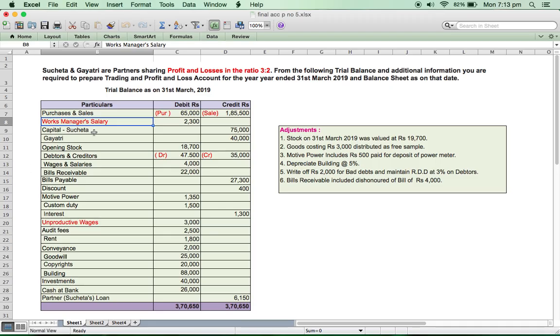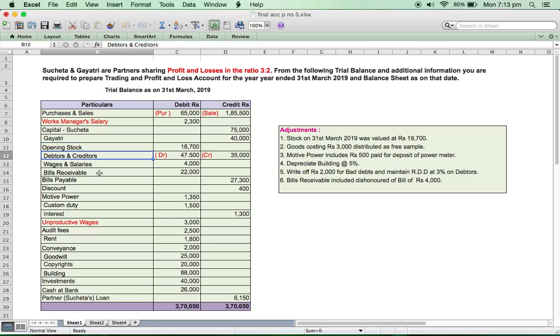Generally, we post salary to P&L account debit side, but a works manager oversees daily production operations, quality, maintenance, etc. So this is a direct expense and hence we are going to post it to trading account debit side. Then they have given you the capital balances for Sucheta and Gayatri, which we would show in the balance sheet liability side. Opening stock, trading account debit side.